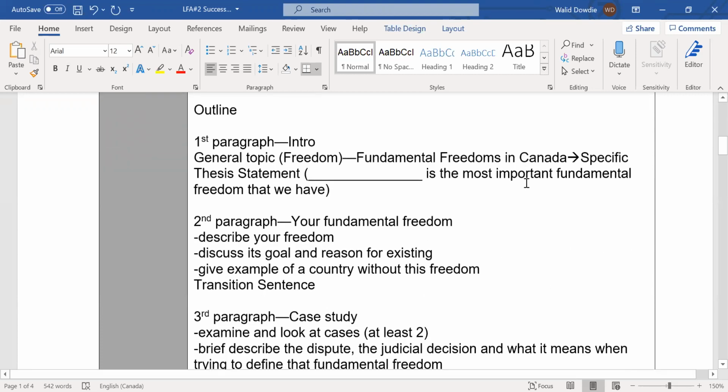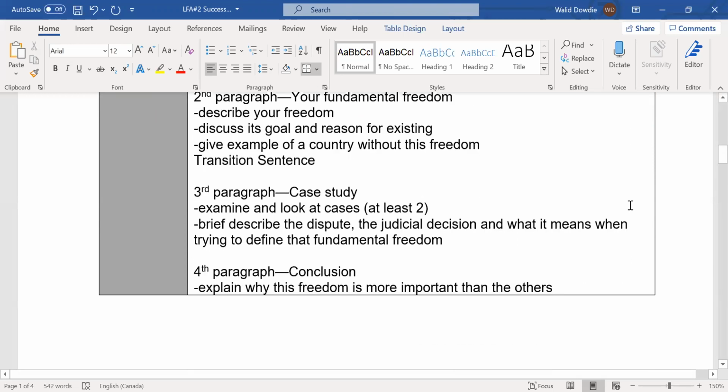Second paragraph, your fundamental freedom. Describe your freedom, discuss its goals and reason for existing, and give an example of a country without this freedom. Okay? So it's what the freedom is, why is it there, why does it exist, and here are some other countries where that freedom does not exist, right? And why that's not a good thing for your argument. That proves that it's important to have a democracy. You need this freedom.